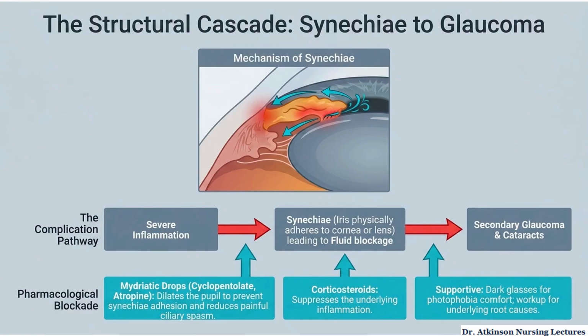Management targets all of this. Pharmacological blockade. Mydriatic drops like cyclopentolate or atropine dilate the pupil and keep the iris mobile, mechanically preventing synechia from forming and reducing ciliary spasm. Corticosteroid drops suppress the underlying inflammation. Dark glasses for photophobia comfort. And if uveitis is recurrent, a full workup for infectious or autoimmune cause is warranted, because you're not managing a symptom, you're managing a disease.